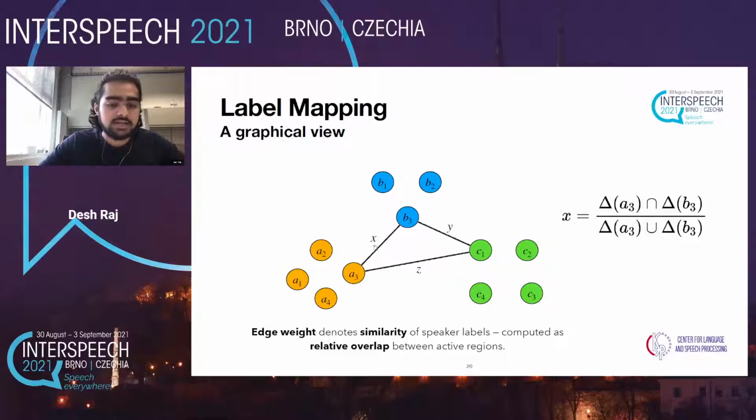And on the other hand, if they are totally different speakers, that means they are active in entirely different regions. They are completely disjoint. Then that means that their intersection would be empty. And so this ratio would turn out to be 0. So these edge weights fall between 0 and 1, and they denote the similarity of speaker labels.